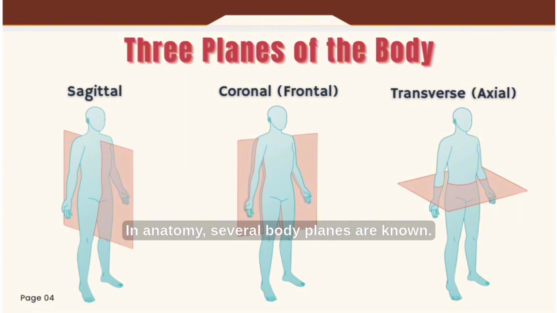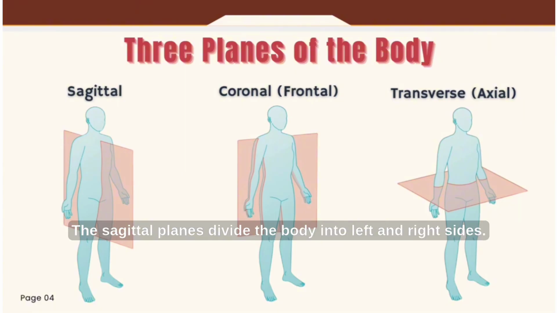In anatomy, several body planes are known. The sagittal plane divides the body into left and right sides. The frontal or coronal plane divides the body into front and back parts, while the transverse plane divides the body into upper and lower parts.